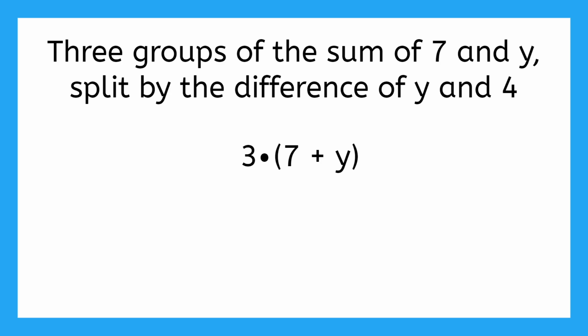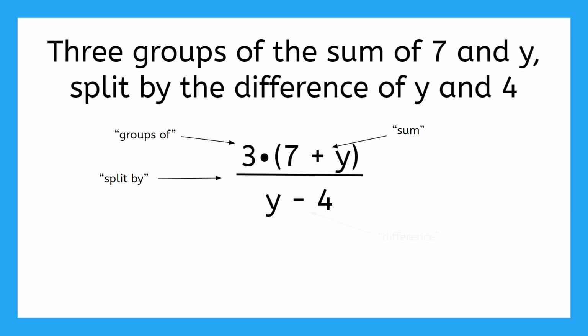Then we split it by something. And we all know that to split an amount, you divide it. The amount we're splitting by is a difference, or subtraction, of y and 4. So we're dividing by y minus 4. So let's read this one last time. 3 groups of the sum of 7 and y split by the difference of y and 4. That looks right to me.